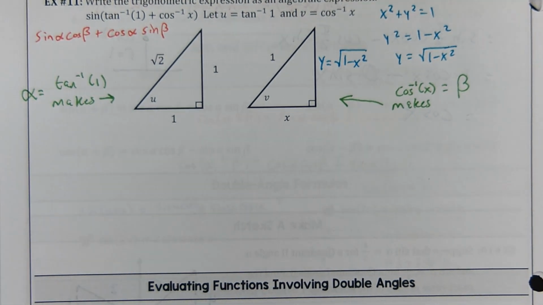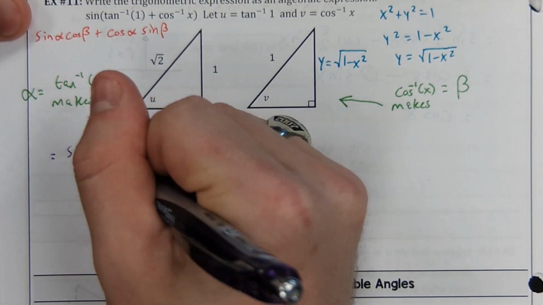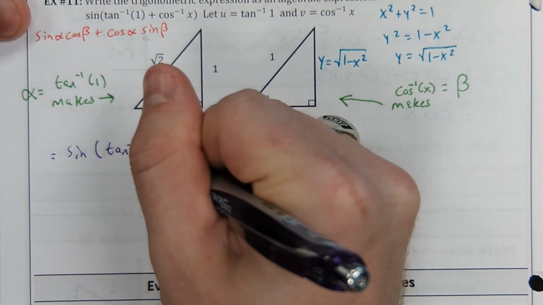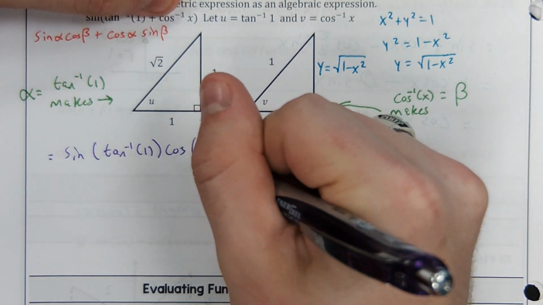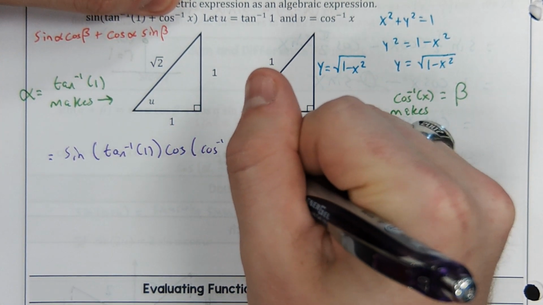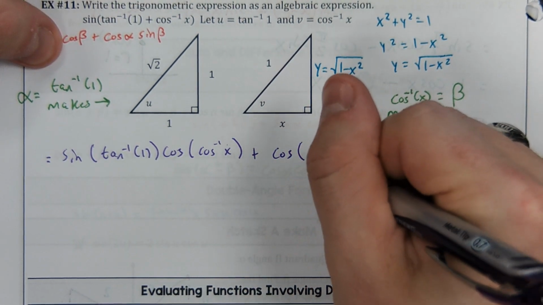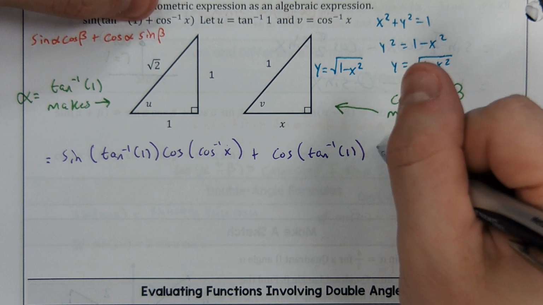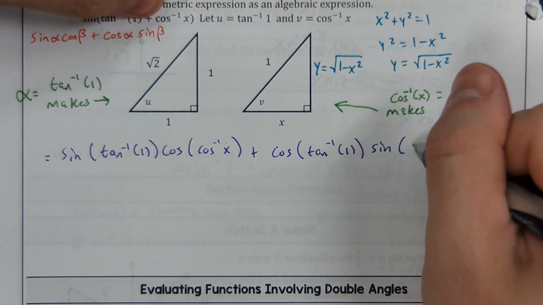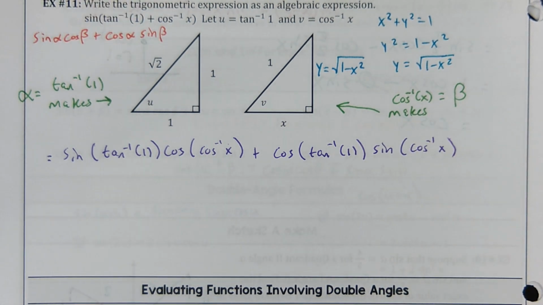So when we fill this thing out, we're going to get sine of alpha, cosine of beta, plus cosine of alpha, sine of beta. And then we go to work.